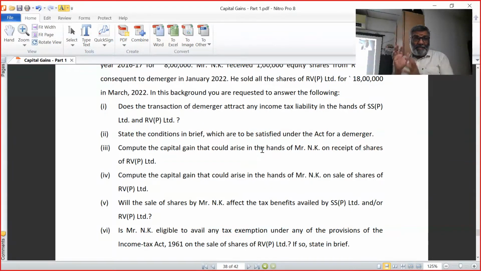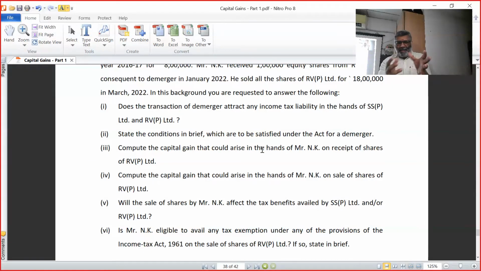This is a 16-mark question. You have to write the conditions, that is all assets and so on, and state the obvious. According to section 47, transfer of asset in a scheme of demerger by the demerging company to the resultant Indian company is not regarded as transfer. In the instant case, since RV Private Limited is an Indian company, the transfer is not regarded as transfer, hence no capital gain arises. Like that, you have to brief it out.